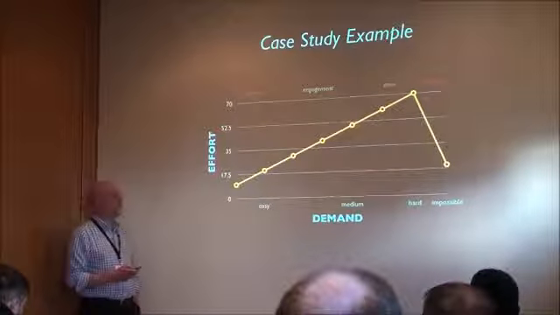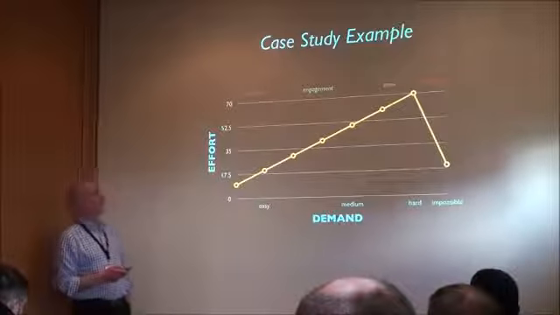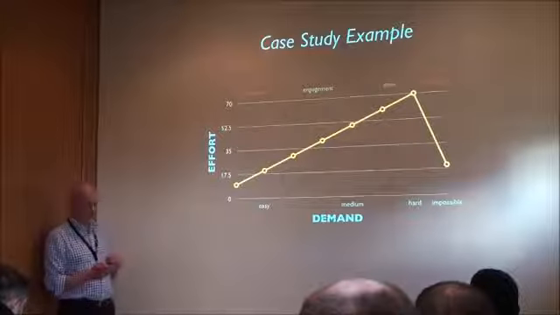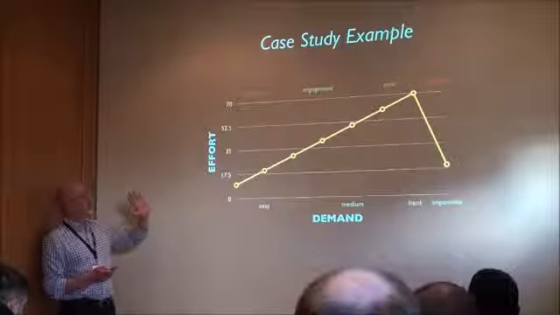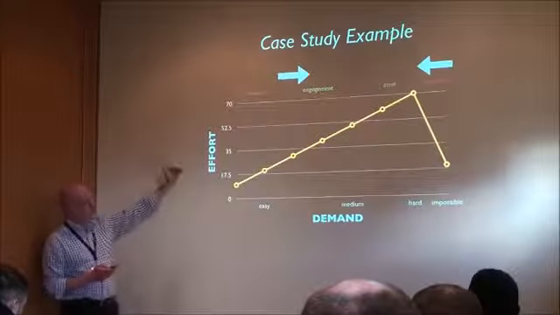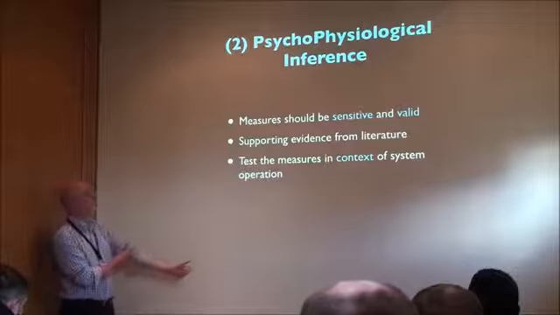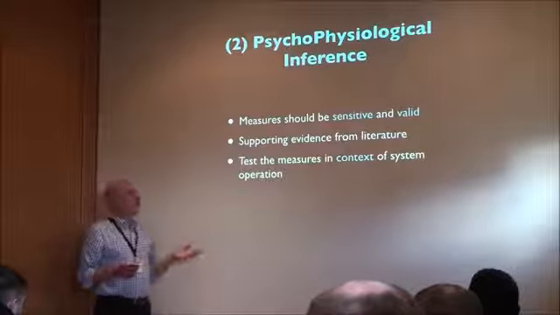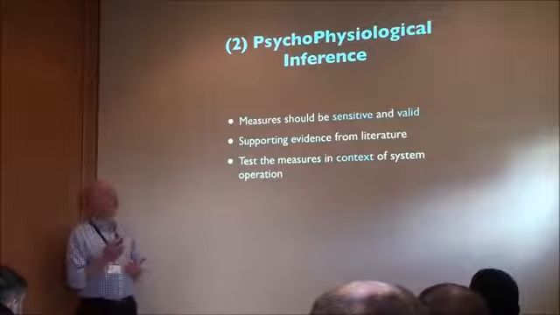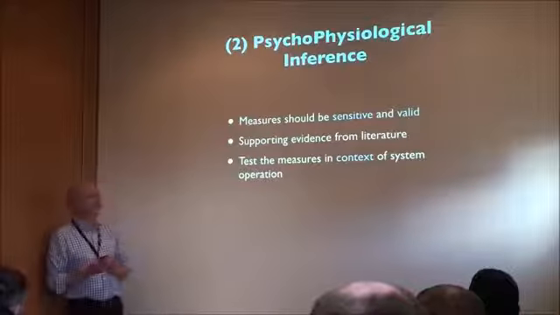But as I said, the model has been developed mainly, almost exclusively, with cardiovascular measures, and we wanted to use EEG. The other thing to say about the model is that what this tells us is that our biocybernetic loop should be pushing people up towards the zone and pulling people back from the zone. Now, we begin really with, well, what measures can we have? We want measures that are sensitive, and we want measures that are valid, and we want supporting evidence from the literature.